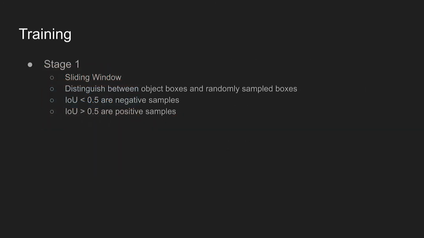Now, the training process is composed of 2 stages. In the first stage, it uses a sliding window to get positive and negative object region samples. The aim is to distinguish between object boxes and randomly sampled boxes. Randomly sampled boxes, think of them as background regions. So it scans through the region, and if the intersection over union between the candidate and the ground truth is less than 50%, it's 0.5 here, then it's considered as a negative sample. And if the intersection over union between the candidate and the ground truth box region is greater than 0.5, then it is considered as a positive sample.